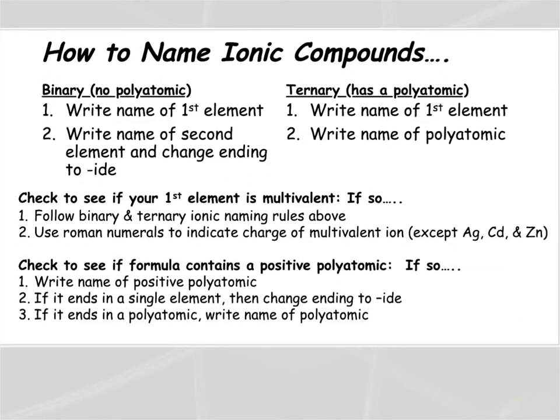Now I want you to focus on how to name ternary. Ternary means there's a polyatomic. When you look at it, if it's got 3 or more capital letters in it, that means it's got a polyatomic in it. In these, you're going to write the name of the first element, and then write the name of your polyatomic.